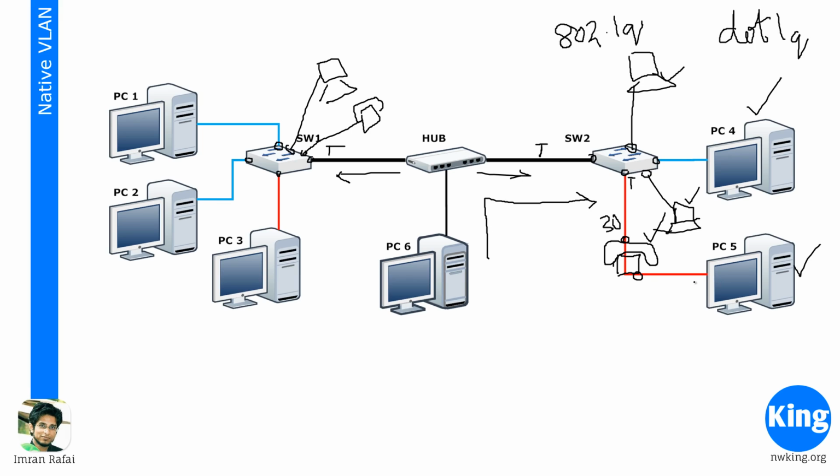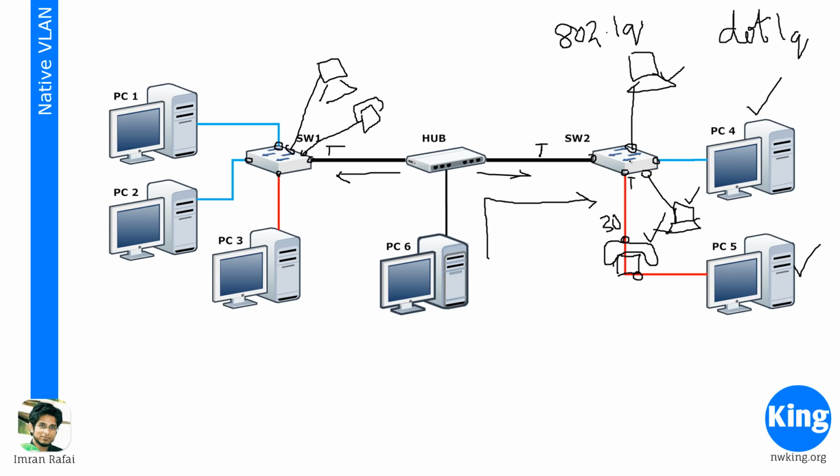So it goes back to the same concept that we discussed in PC6. It goes without a tag. And the switch takes that and says, okay, you're coming without a tag, so I'm going to put you in the native VLAN, which is by default VLAN 1. Now the question is this, can you change the native VLAN? And the answer is yes, you can change the native VLAN.